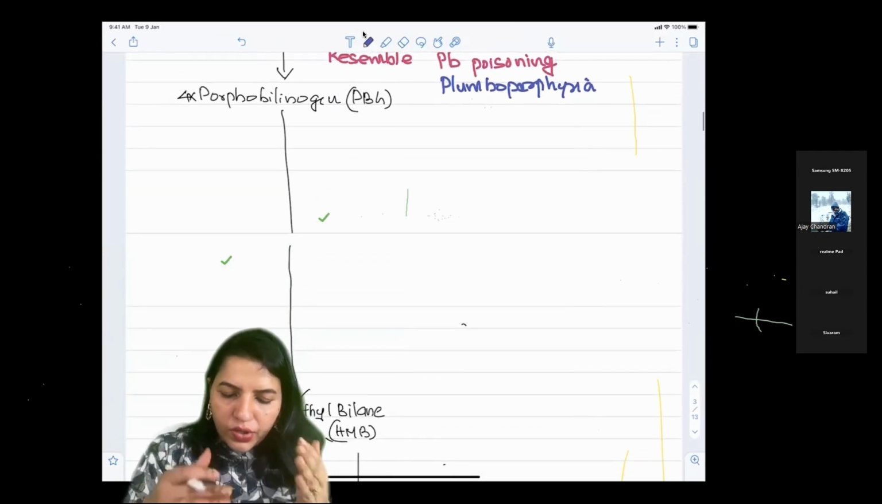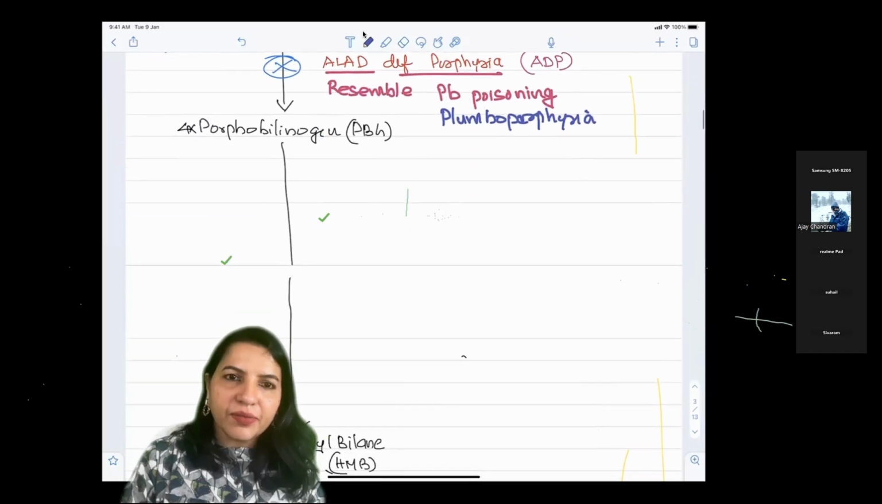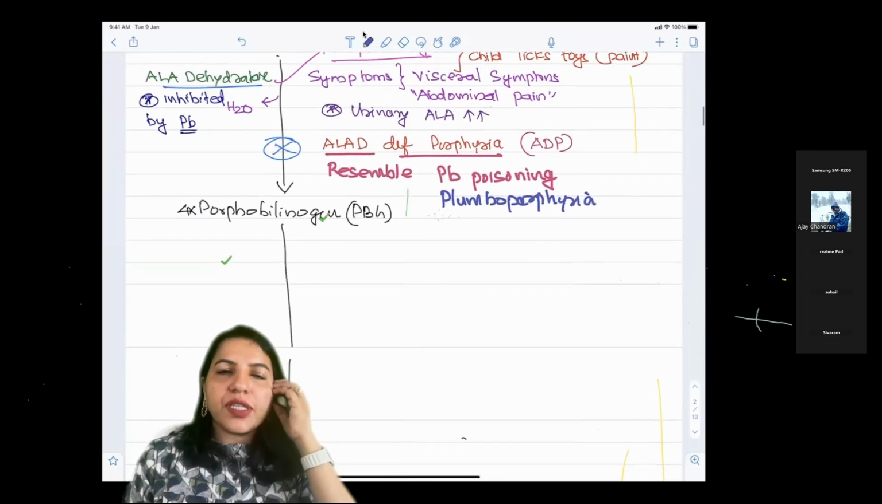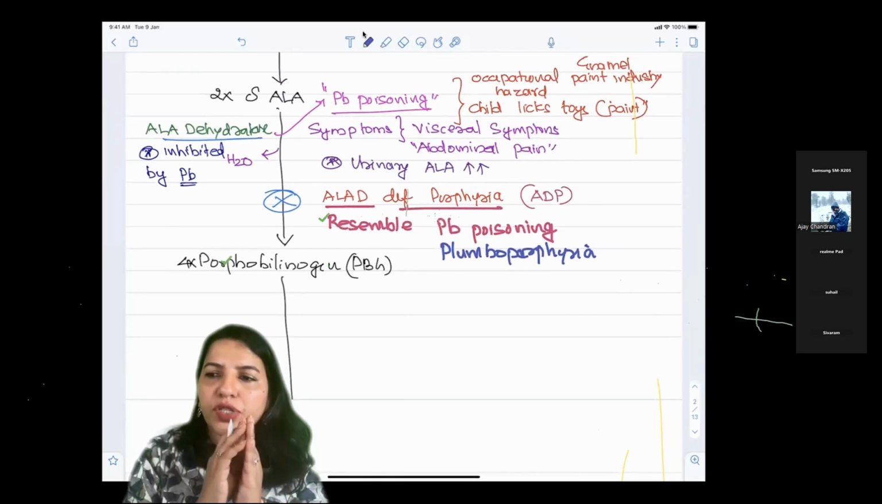Next, we are going to a very big disorder. I have given some space over there. So first, the next step is, by this step, two ALA joined together, what we get is a porphobilinogen.